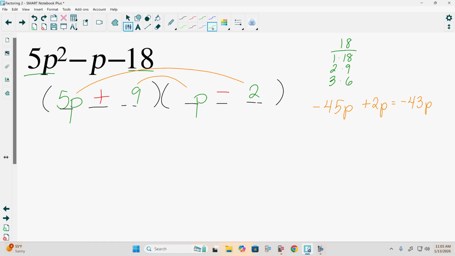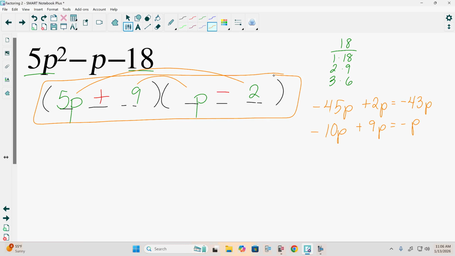5p times negative 2, 5 times negative 2, would give us negative 10p. Positive 9 times positive p would be plus 9p. And negative 10p plus 9p, negative 10 plus 9 would be negative 1, negative 1p, which is the middle term we wanted, yes? So it works out there. Even though the middle term is small, it ends up being our second set of factors actually gave us the right answer, interestingly enough.